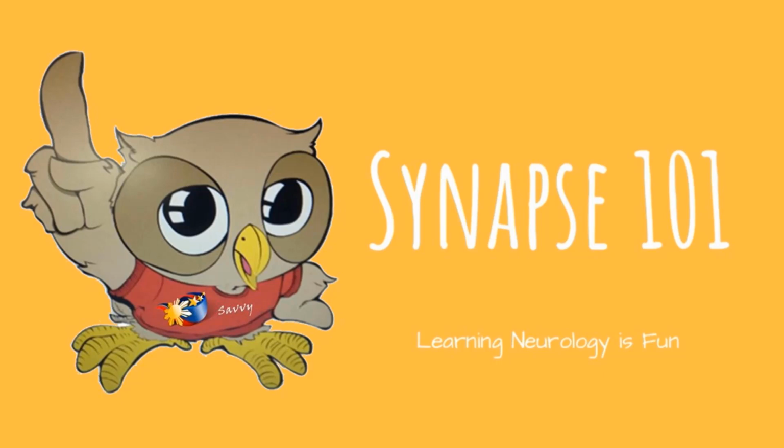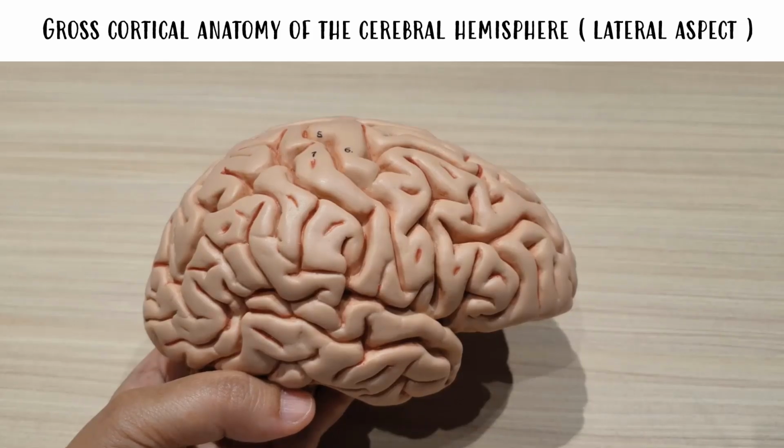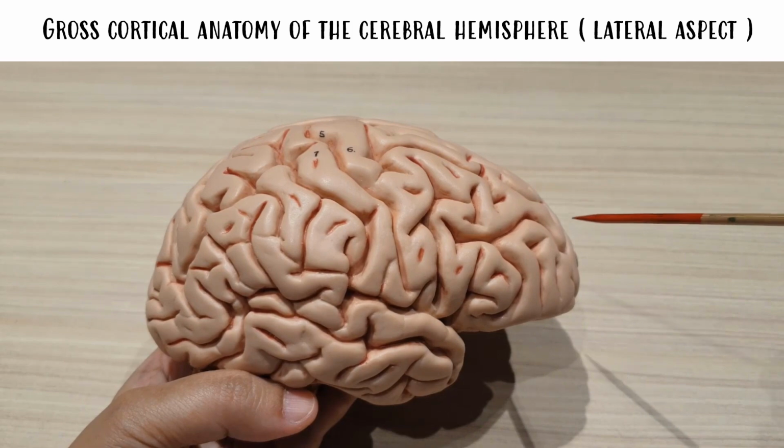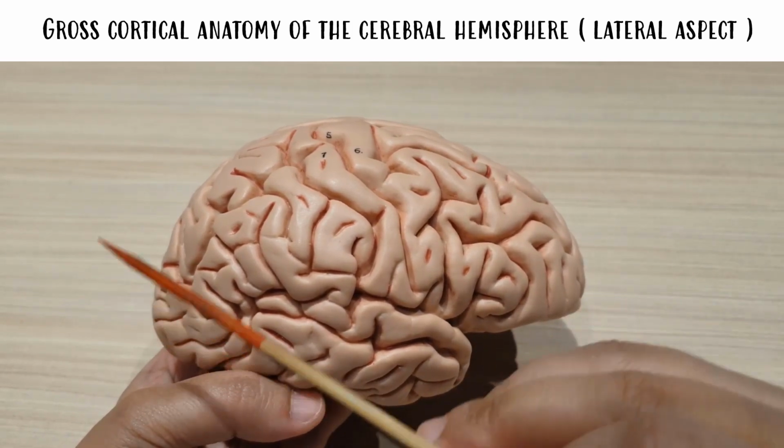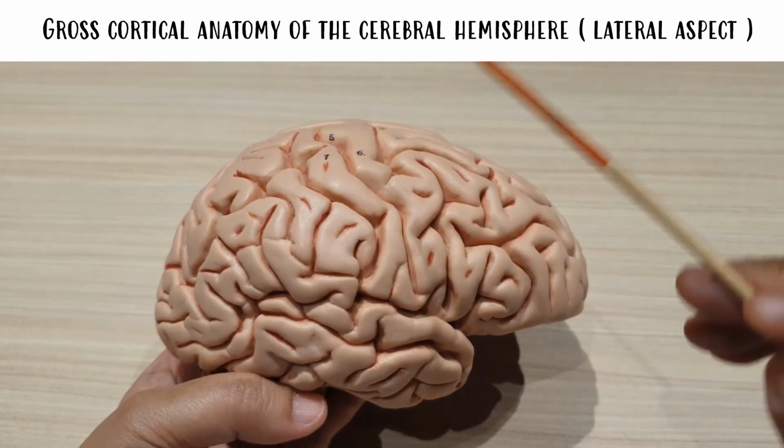This is part 3 of the lateral aspect of the gross cortical anatomy of the cerebral hemisphere. Today we will discuss the lateral aspect of the occipital lobe and the temporal lobe. To orient you first, this is the anterior aspect, and this is the posterior aspect of your right cerebral hemisphere.